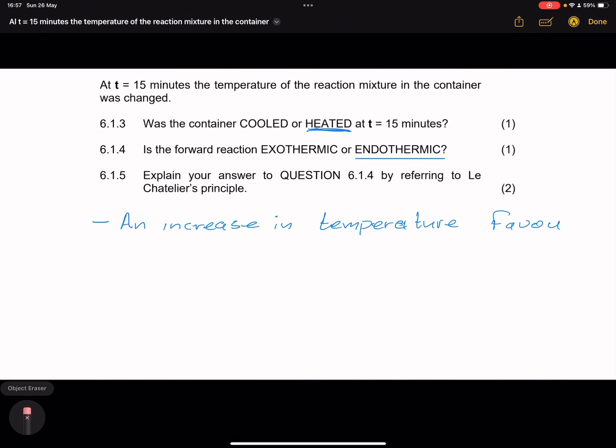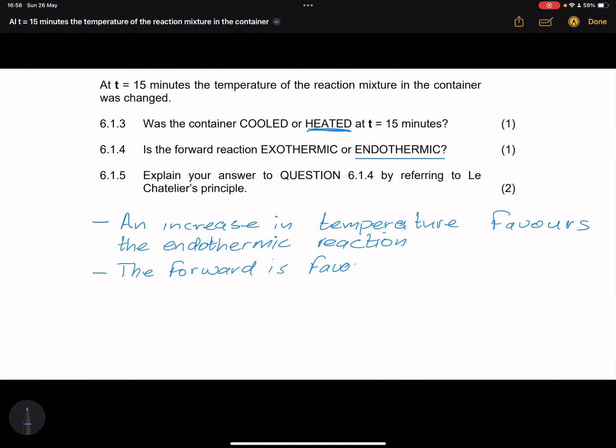Okay, let's try and favor the endothermic reaction, right? So in this case, the forward reaction is favored. Okay, right. So the forward reaction is favored, or you can say that the rate of the forward reaction increases the most, right? The forward reaction is favored, okay, right?